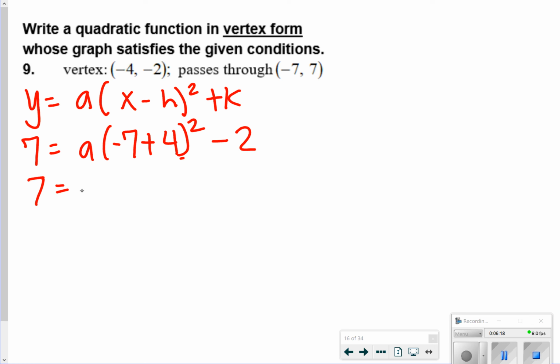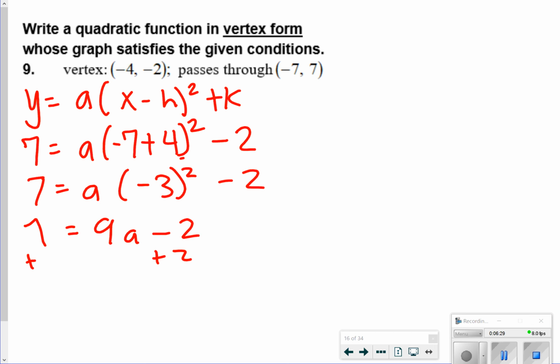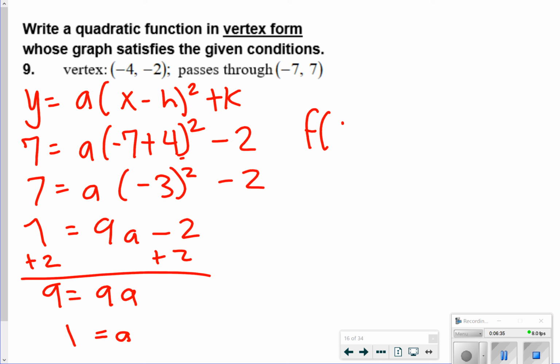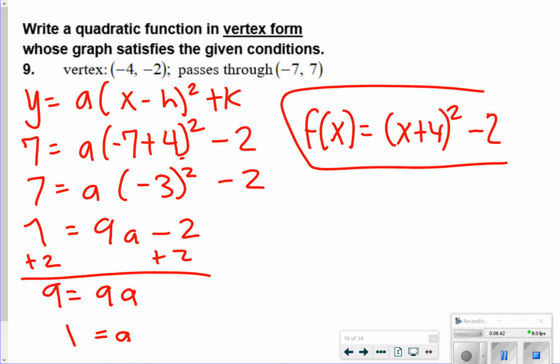So we'll have a times negative 3 squared minus 2. That would be 9a minus 2 is equal to 7. I'm going to add 2 to both sides. So 9 is equal to 9a, which means a is equal to 1, which for us is going to make our function look like this: x plus 4 squared minus 2. Since a is equal to 1, we don't need to include it in the front, but if you did, that would be fine.